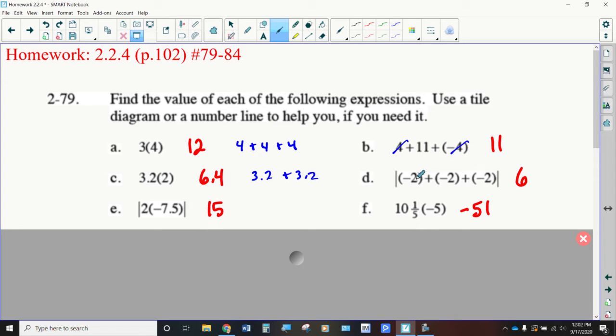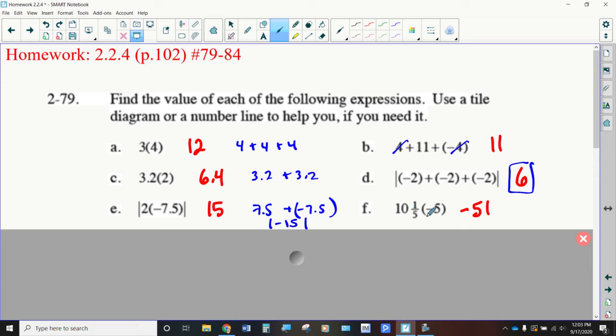This process right here, 3 negative 2s is -6, but because you have the absolute value bars, remember the absolute value tells you how far a number is away from 0 on the number line. So -6 is 6 units away from 0, so that's why the answer to this problem is 6, not -6. We're asking for the absolute value of -6. And here you double 7.5, you get 15. If you double -7.5, -7.5 plus -7.5 gives you -15, but we're taking the absolute value of that, so it would be +15.